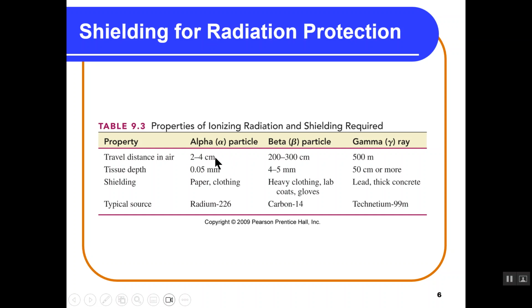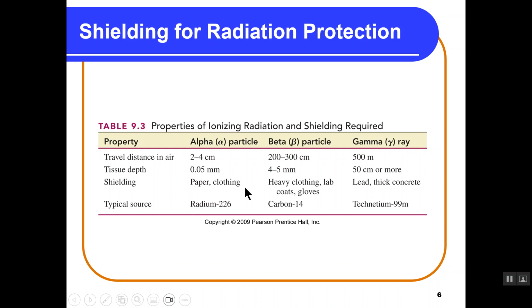So it doesn't travel very far, and the main reason for that is primarily because it has a heavier mass, all right, compared to the beta particle, which is much lighter and will travel a distance of 200 to 300 centimeters. And then gamma radiation, which is even lighter because it's simply just a form of electromagnetic radiation, will travel much further, 500 meters. As such, alpha particles will travel a depth in biological materials of about 0.05 millimeters. Beta particles are more penetrative, 4 to 5 millimeters, and gamma rays are even more penetrative, will go as far as 50 centimeters or more in biological tissues.